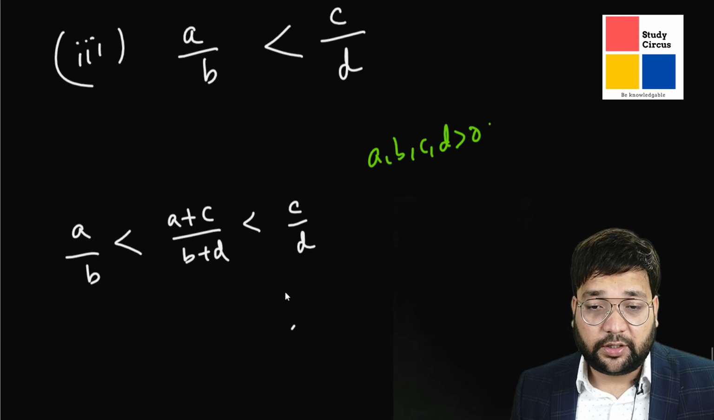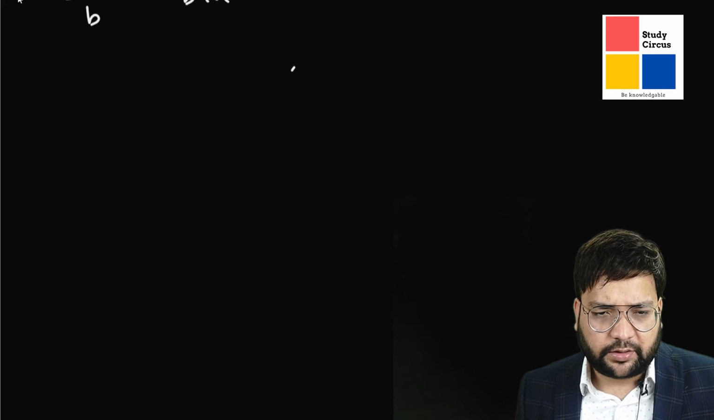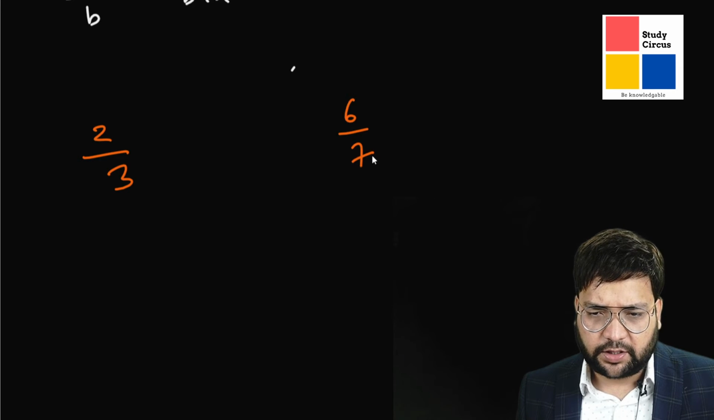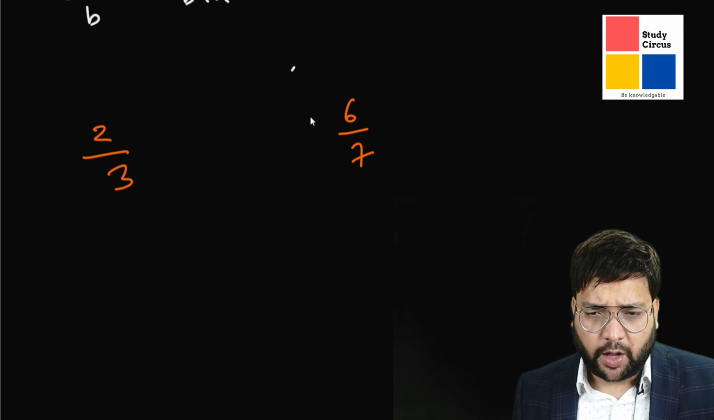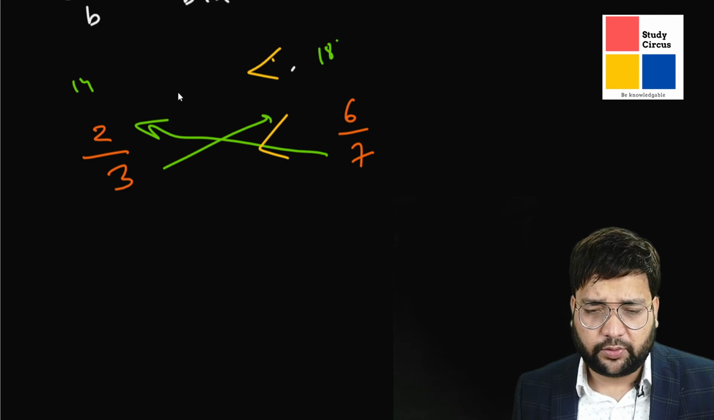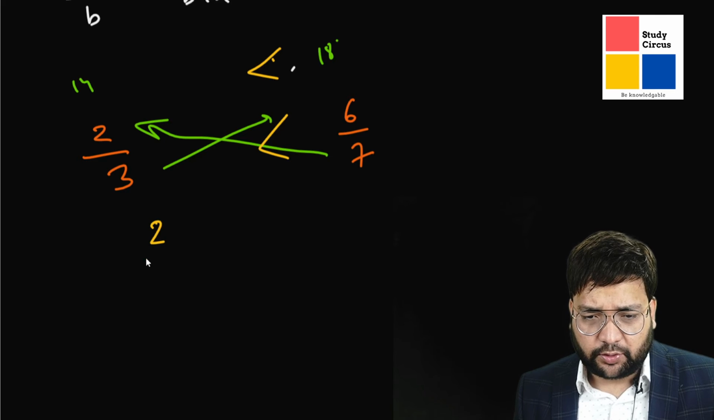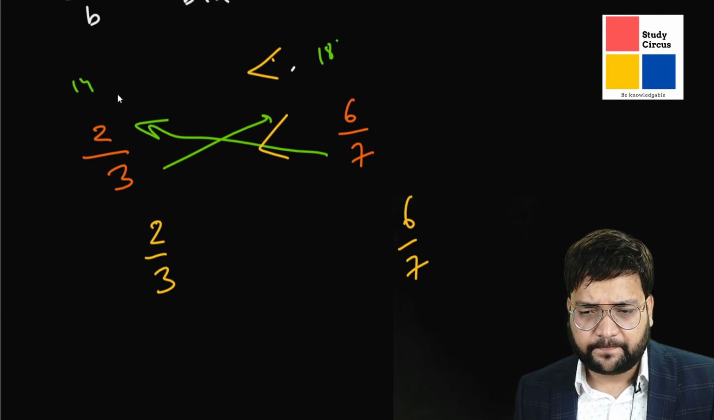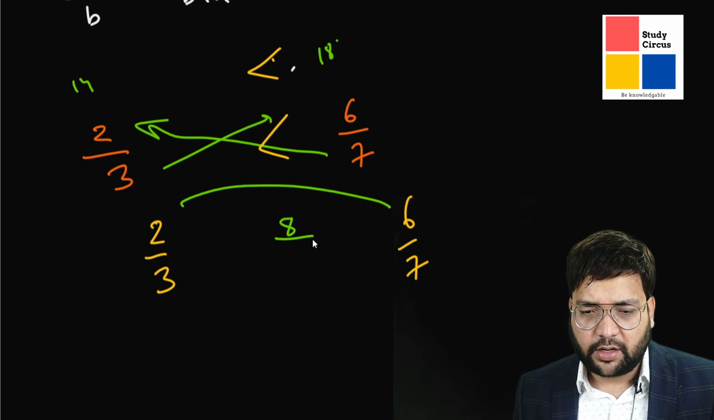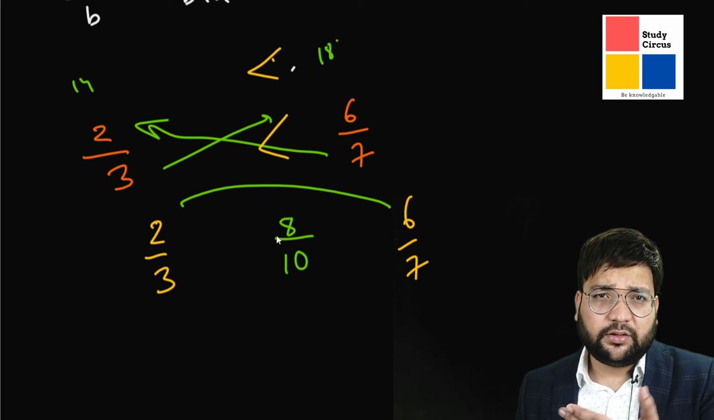Let me give an example. Let's say 2 by 3 is a number, and another one is, let's say, 6 by 7. Which one is more? 6 by 7 is more. How do we find out which number is more? 7 into 2 is 14, and 6 into 3 is 18. So this one is more. So for 2 by 3 and 6 by 7, one number in between is 6 plus 2 is 8 upon 7 plus 3, 10.